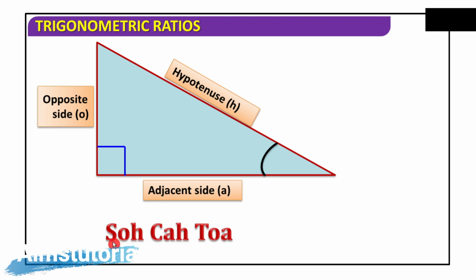SOHCAHTOA means sin theta equals opposite by hypotenuse, cos theta equals adjacent by hypotenuse, and tan theta equals opposite by adjacent. S is sin, C is cos, T is tan. The formula of sin is opposite by hypotenuse, cos is adjacent by hypotenuse, and TOA, T is tan, opposite by adjacent. So using this rhyming word SOHCAHTOA, we can remember the trigonometric ratios.